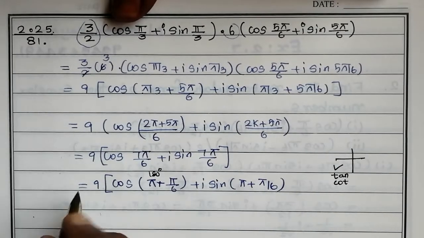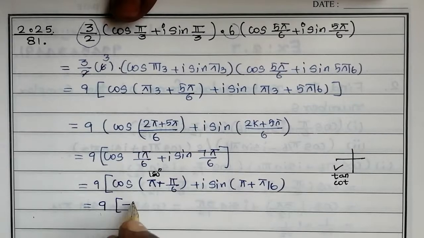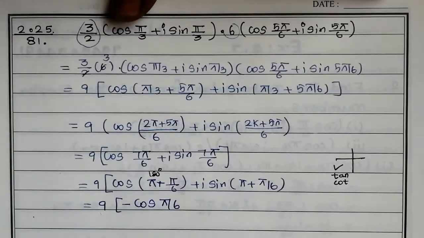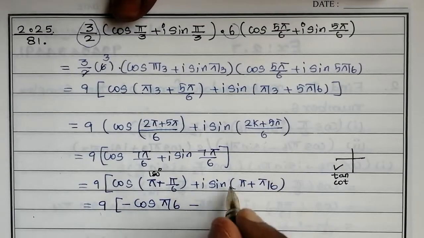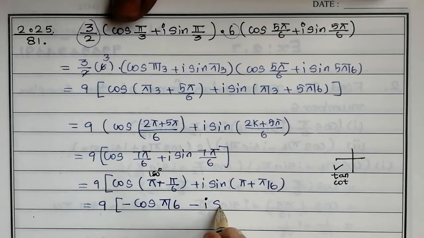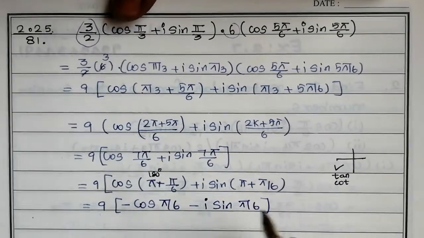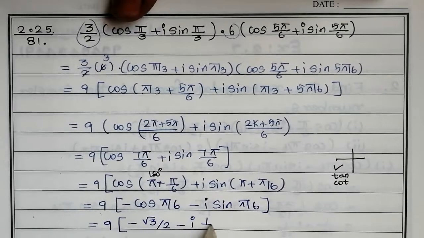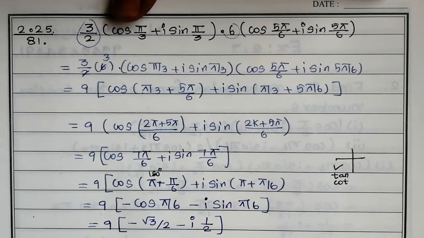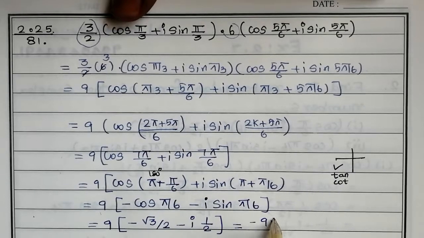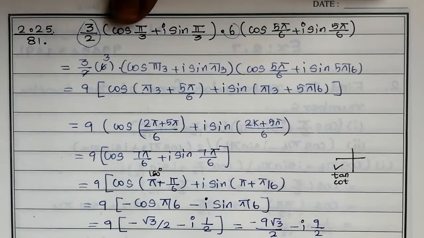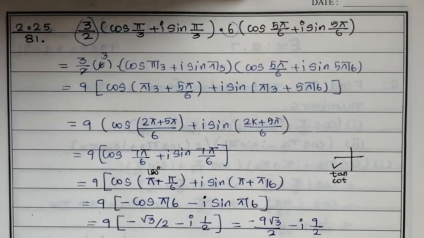So 9 into minus cos π/6, since 180 is even, so minus cos π/6. Similarly, sin is also negative, minus i sin π/6. Okay, so 9 into cos π/6, which is root 3 by 2, that is minus root 3 by 2, minus i into 1 by 2. So this is minus 9 root 3 divided by 2 minus i into 9 by 2. So this is the standard form of the given complex number.